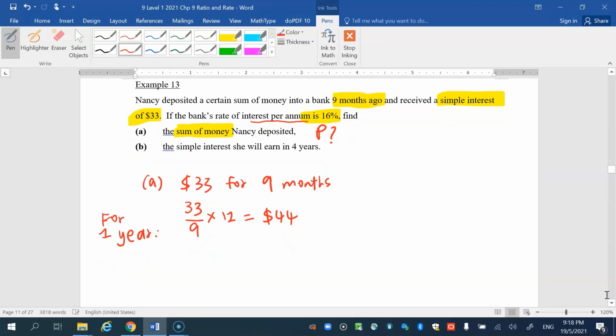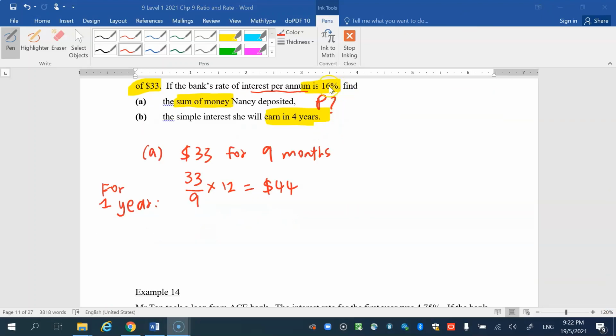Okay, now this amount $44 is referring to the 16% because they told us that the rate of interest per annum is 16%. Okay, so this $44 is referring to the 16%. Now, if you want to find the principal amount, that is just the 100%. Okay, so the easiest way to do this is if 16% refers to $44, what is 100%? Okay, so a simple calculation, 44 divided by 16 times 100 would give you your $275, which is your principal amount.